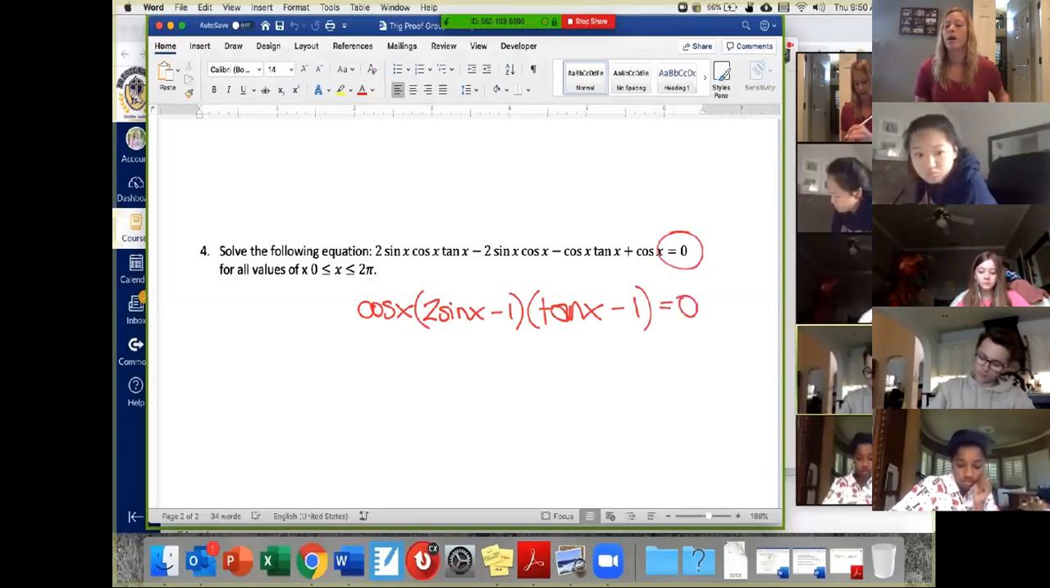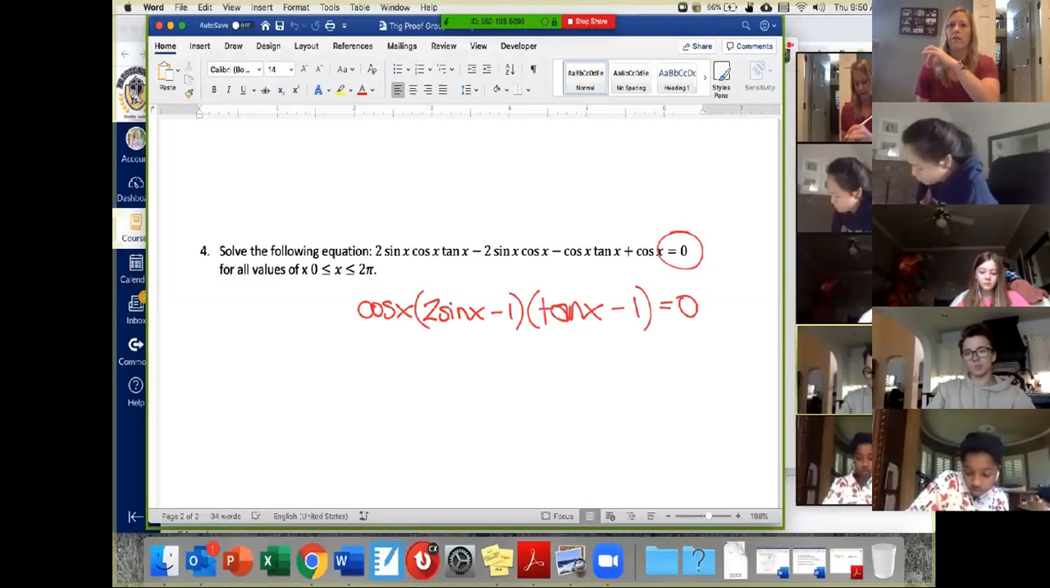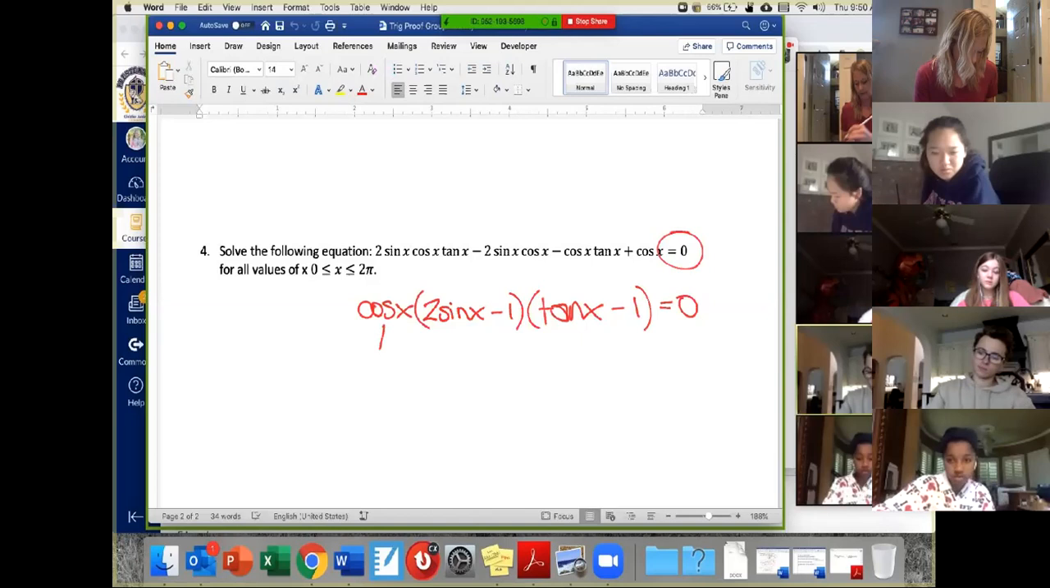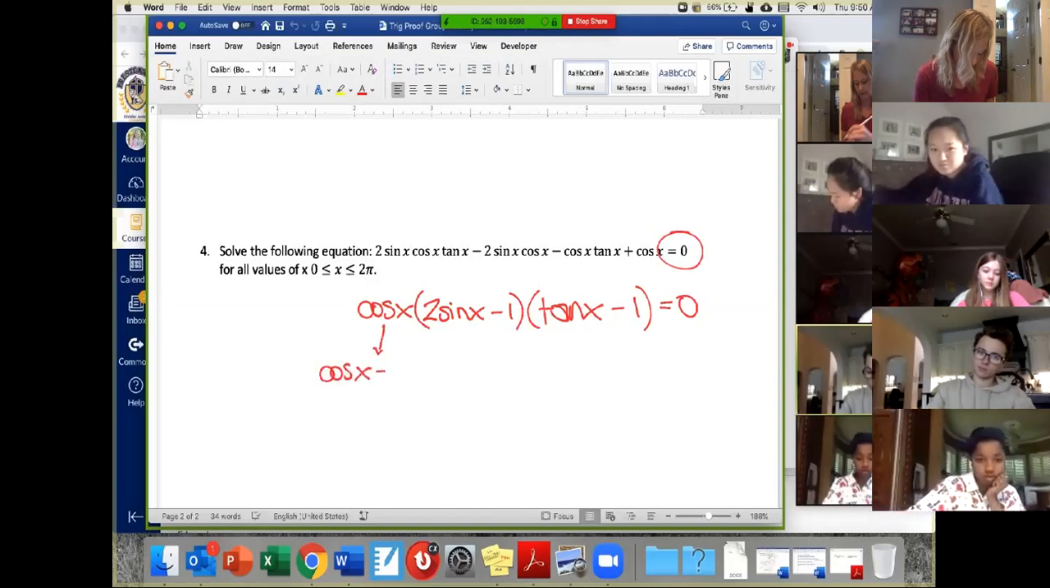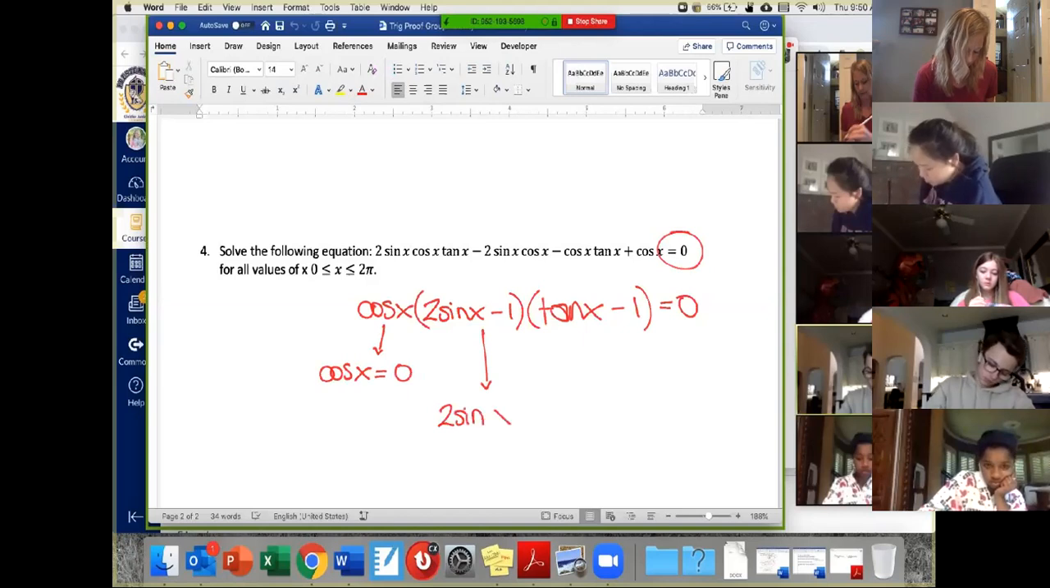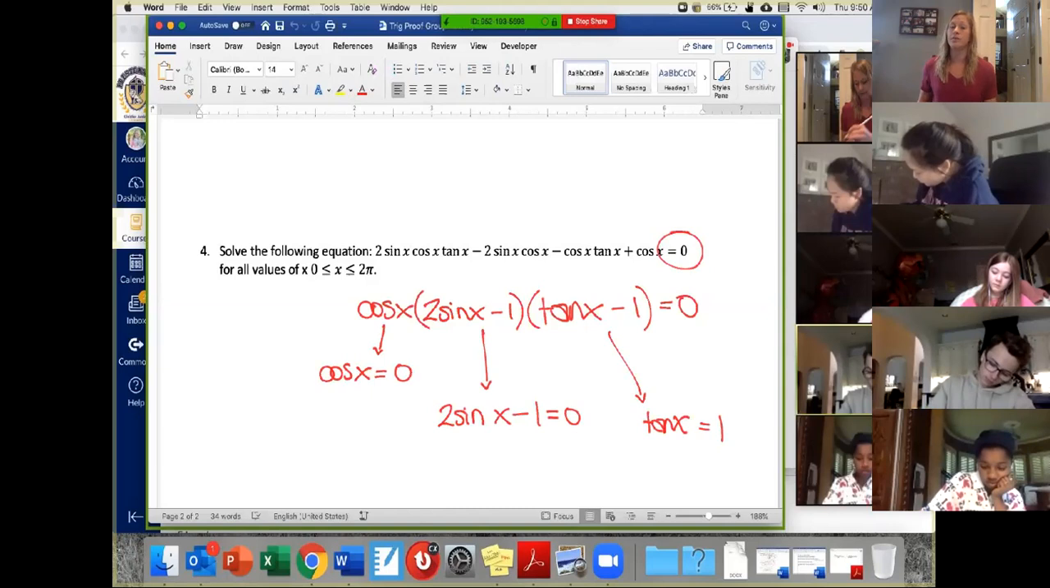Real quick review from first semester. When we factor stuff out and it's equal to 0 on the right, what do we do with all of our factors? Set them equal to 0. And this is a look into what is coming directly after our test.